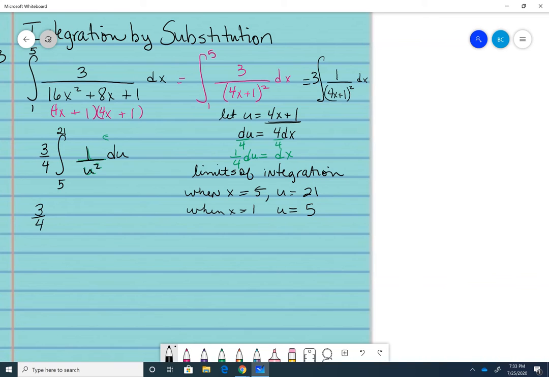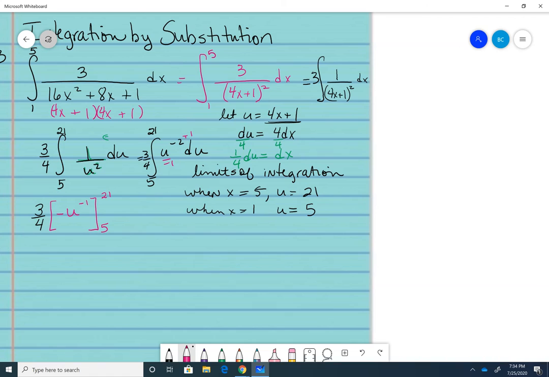Okay, so this is, of course, 3/4 the integral from 5 to 21 of u to the negative 2 du. I'm going to add 1 and then divide by that. So that's going to give me 3/4 times negative u to the negative 1. And I'm going to evaluate this from 5 to 21.